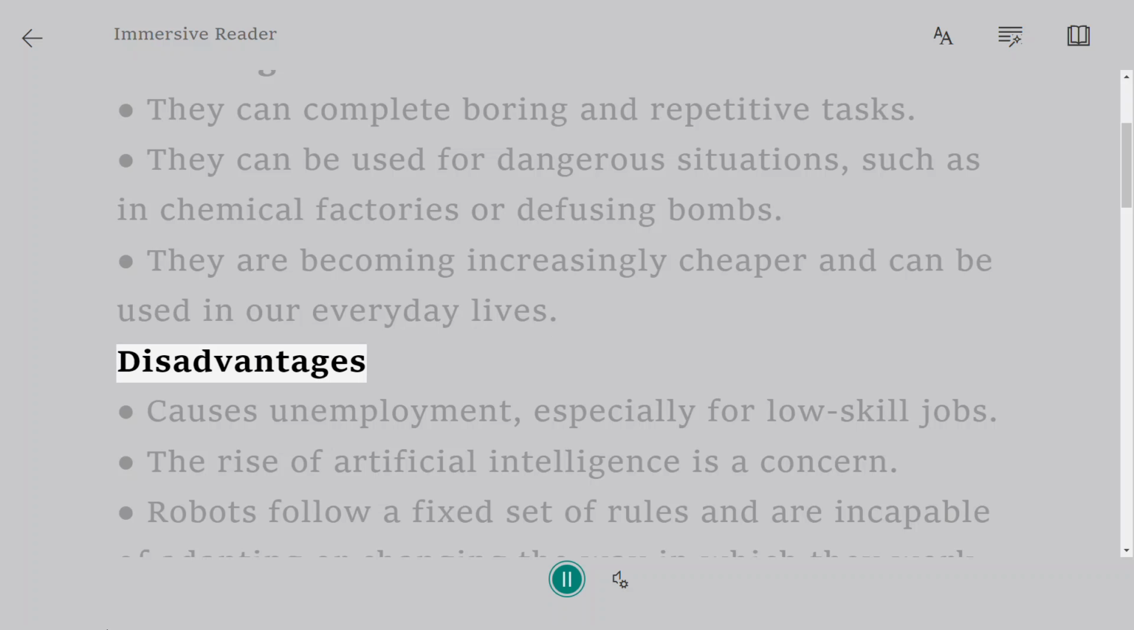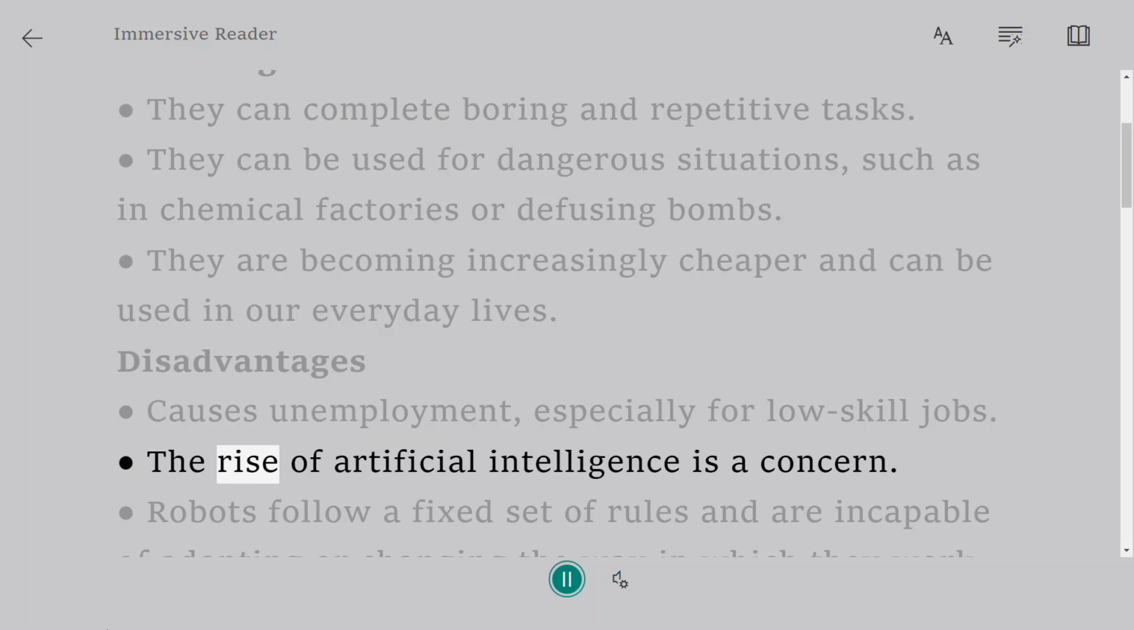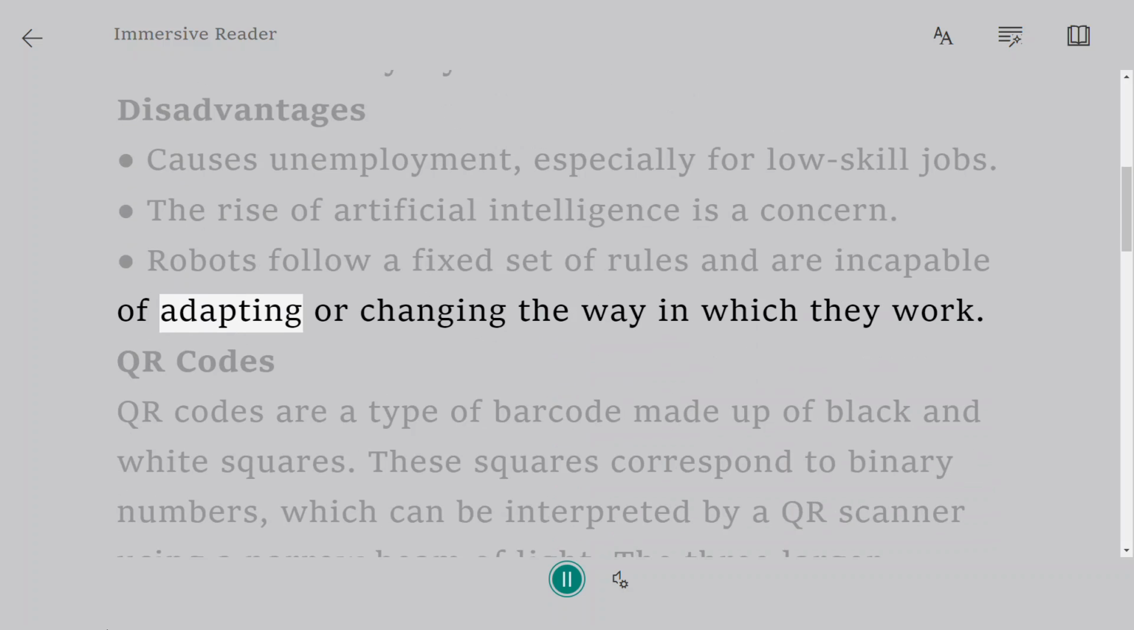Disadvantages. Causes unemployment, especially for low-skill jobs. The rise of artificial intelligence is a concern. Robots follow a fixed set of rules and are incapable of adapting or changing the way in which they work.